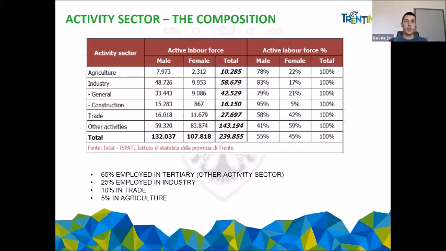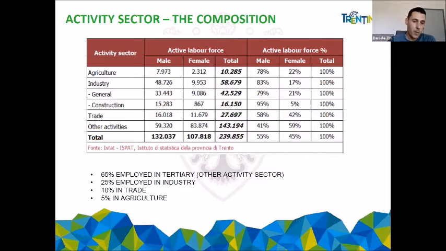Talking about activity sector, the composition of where people work, it's like it is depicted in this table, and about 65% are working in tertiary, so other activity sector. 25% are employed in industry. Trentino is historically not an industrial region, and the remaining percentages show a 10% of labor force employed in trade and 5% employed in agriculture.